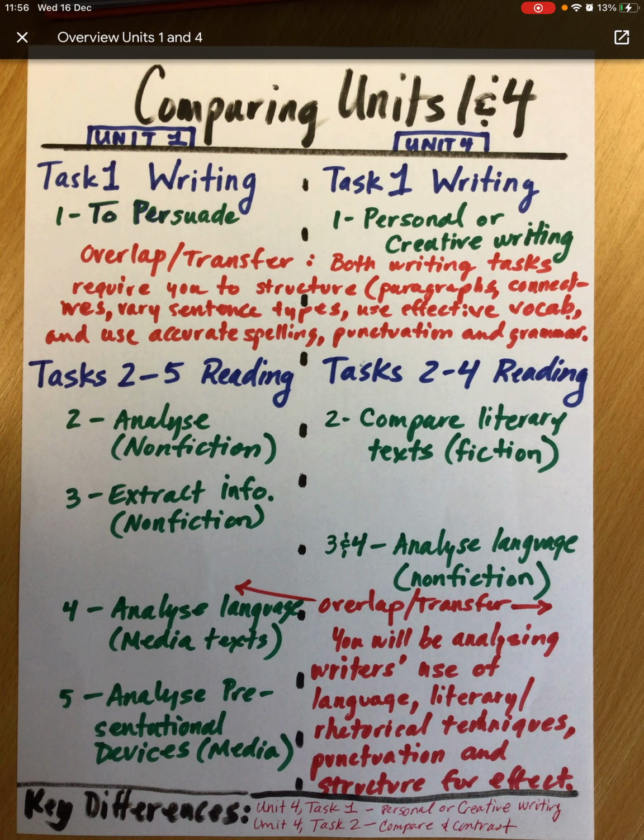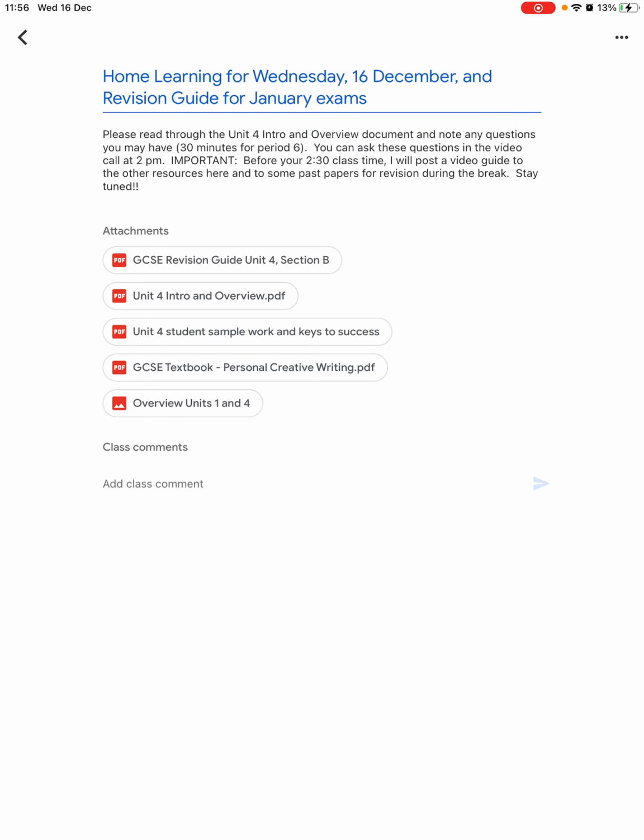Now, the next step here, I'm going to go back to your Google Classroom, back to that home learning post, okay? And we're going to look at a different document here, okay? Look at the textbook, the GCSE textbook, where it says personal and creative writing, okay? So now we're talking about Unit 4, Section A, the first section. This is the writing section, and it's personal or creative writing, where you have a choice, okay?